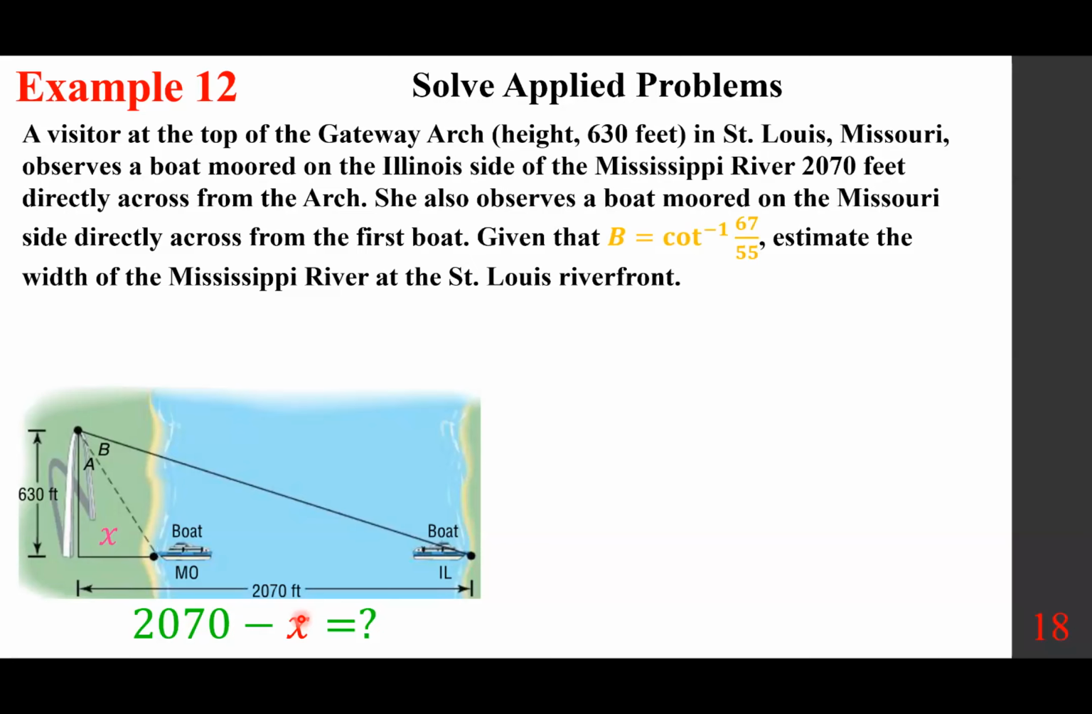That's the first thing, understanding the concept. This angle is called A, this angle is called B, and we know B, we have this as cotangent inverse of 67/55 precisely. You can put it in the calculator to see how many degrees. But for now, this whole thing is A plus B, everybody. This whole thing is A plus B.